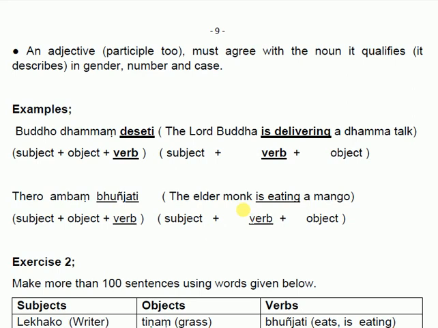You can see here the word order difference between two languages. Pali: subject, object, verb. English: subject, verb, object. This is the word order difference. In Pali, you can see the verb comes after the object. And in English, the verb comes before the object.